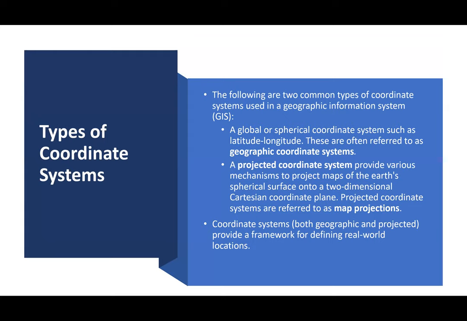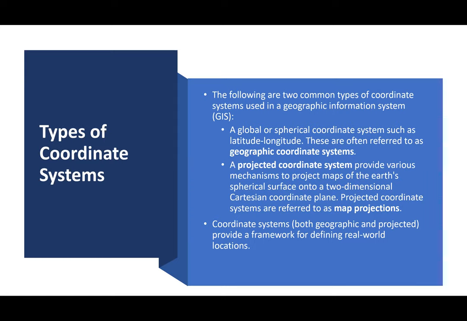Different types of coordinate systems. The following are two common types of coordinate systems used in GIS. We have the global or spherical coordinate systems such as latitude, longitude, and these are often referred to as geographic coordinate systems. A projected coordinate system provides various mechanisms to project maps of the Earth's spherical surface onto a two-dimensional Cartesian coordinate plane. Projected coordinate systems are referred to as map projections. And you will encounter these a lot.